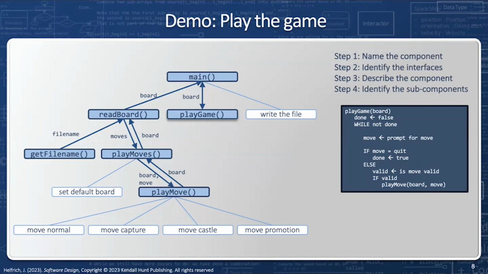Identify the subcomponents. Let's see here. Prompt for move. I haven't figured that one out yet. Is valid move. I have not figured that one out yet. But notice how I already have play move figured out. I'm going to reuse that same function. So here my pseudocode is going to be much more specific. I'm actually going to use the actual function name. And of course, I can continue this process for the rest of the functions as well if I choose, but you get the general idea.